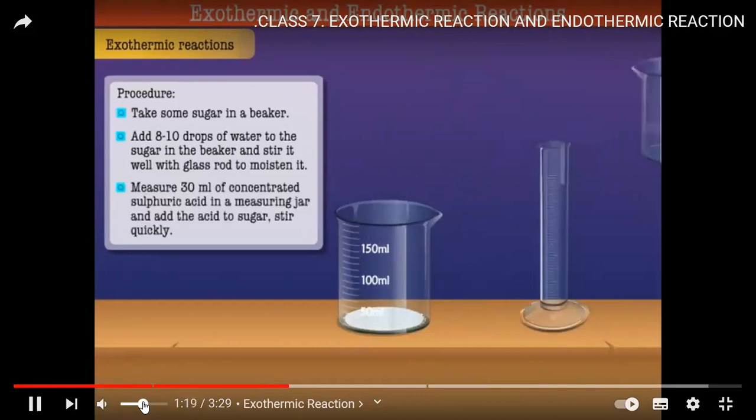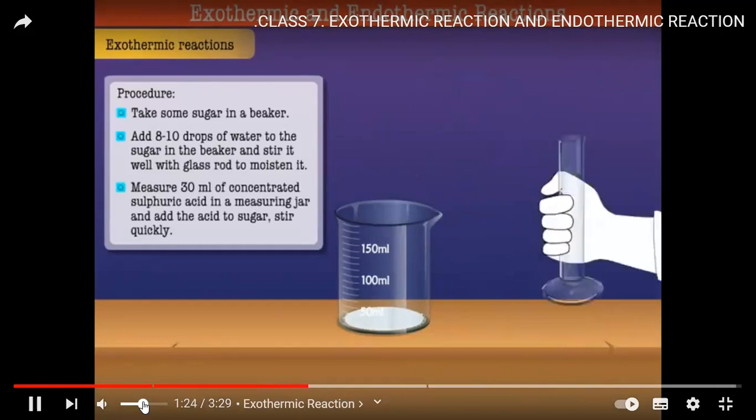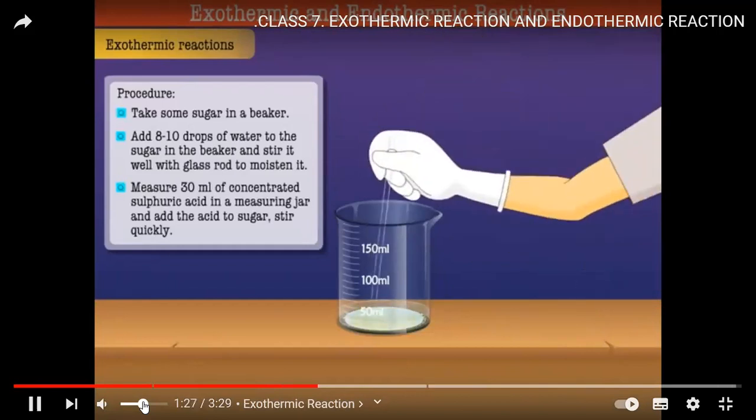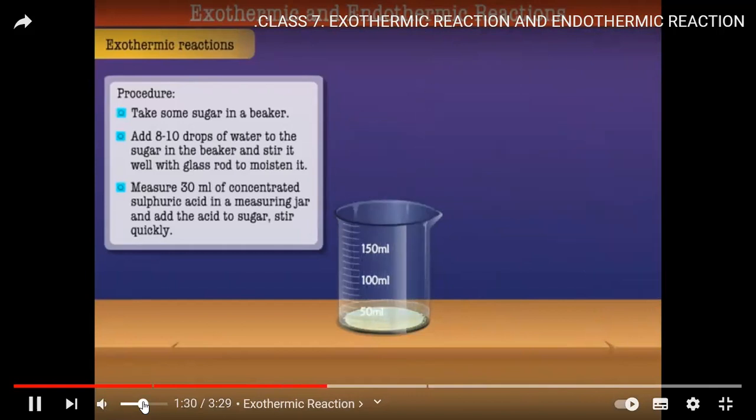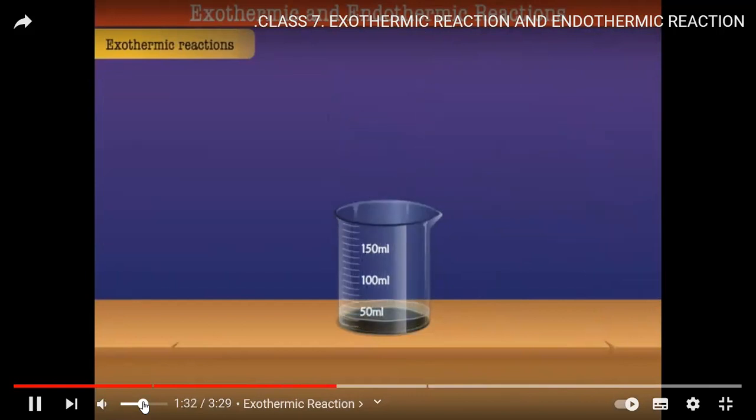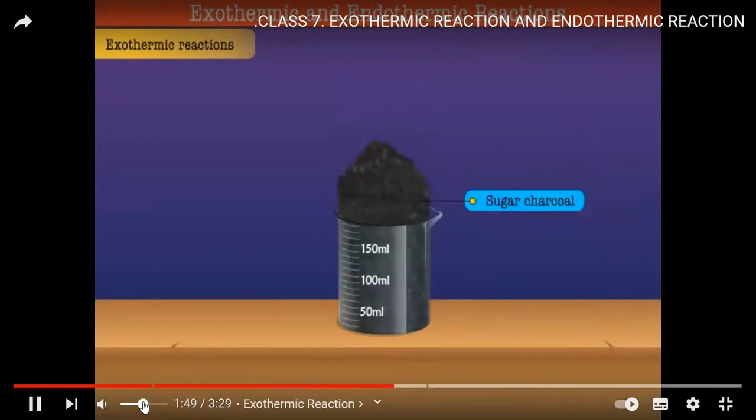Now measure 30 ml of concentrated sulfuric acid in a measuring jar and add the acid to the sugar. Stir quickly. See that the acid covers the sugar. Stand back and observe. Sugar starts changing color and finally turns black and rises in a column, releasing steam and a pungent smelling gas. The black mass left behind is sugar charcoal, a form of pure carbon. This dehydration process is a highly exothermic reaction, turning water content to steam.